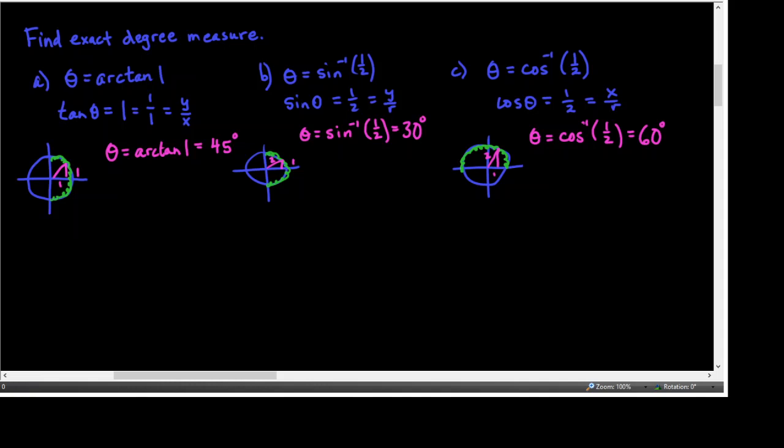Okay, so D is theta equals cotangent inverse of square root of 3. E is theta equals arcsecant of 2. And F is theta equals secant inverse of -1.